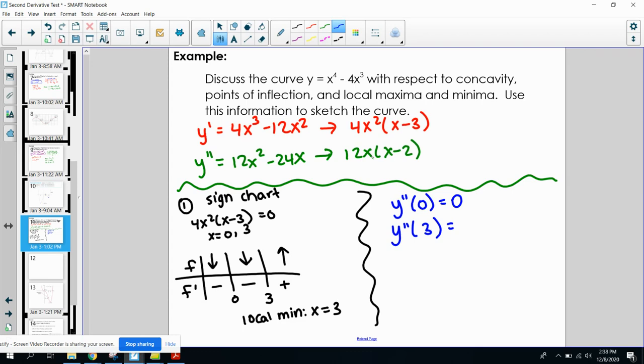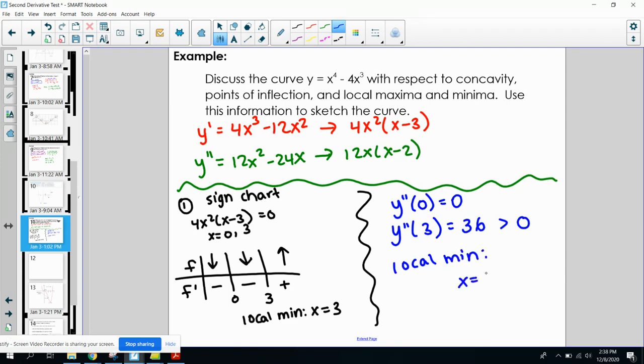And now we're going to do the second derivative at 3. So I'm going to plug 3 into here. And again, we don't necessarily care about the actual value, but we do care about the sign of it. So if I plug 3 in, that's 36 times 1. So I'm just going to say that it's 36, but I know it's a positive number. So you could just put a plus if you want to. And I know that that is greater than 0.